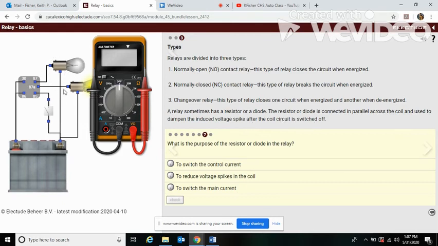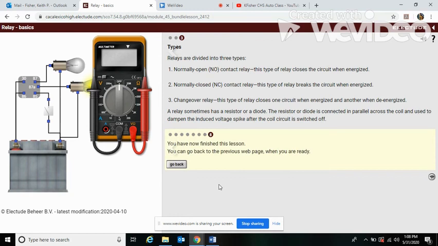So as this goes back and forth, there's a risk of a voltage spike, which would then fry your relay and you wouldn't have any power. So they have a resistor to resist the excessive energy, or a diode, which does the same thing, controls that spike. So, to reduce voltage spikes in the coil. And then we finish this.